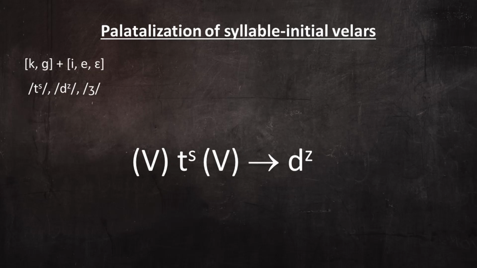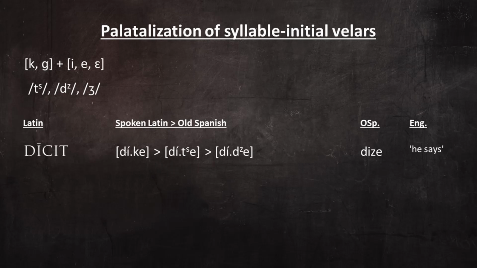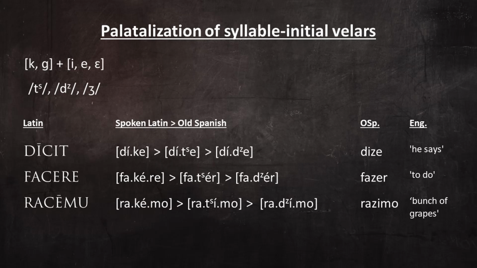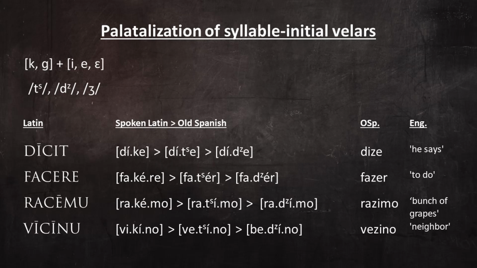Later, when the ts of spoken Latin occurred between vowels, regardless of the source it derived from, it underwent lenition or softening in all Western Romance dialects. In Old Spanish, ts became the voiced phoneme z. So, dice became didze, and fazer became fadzer. Racimo became radzimo, and vecino became vedzino.